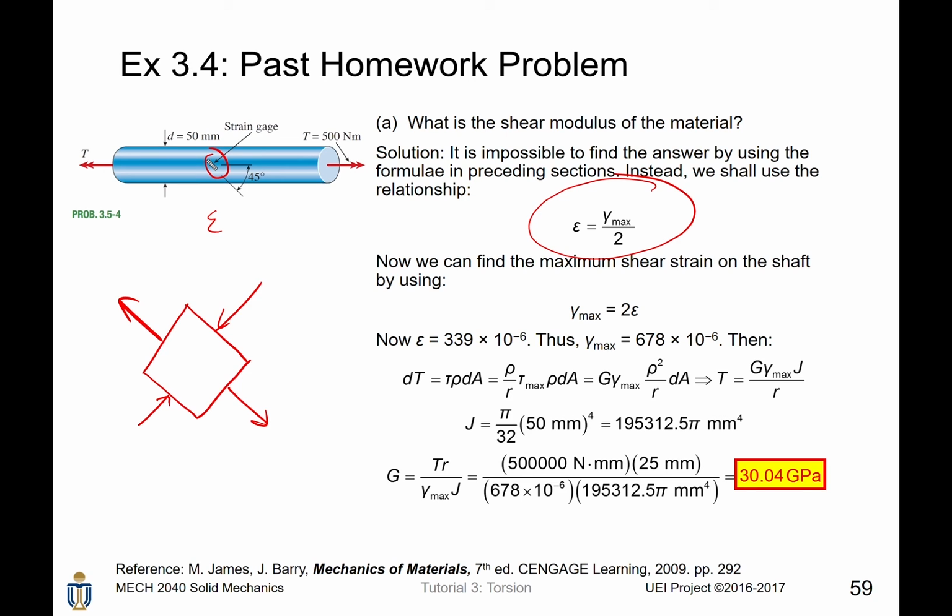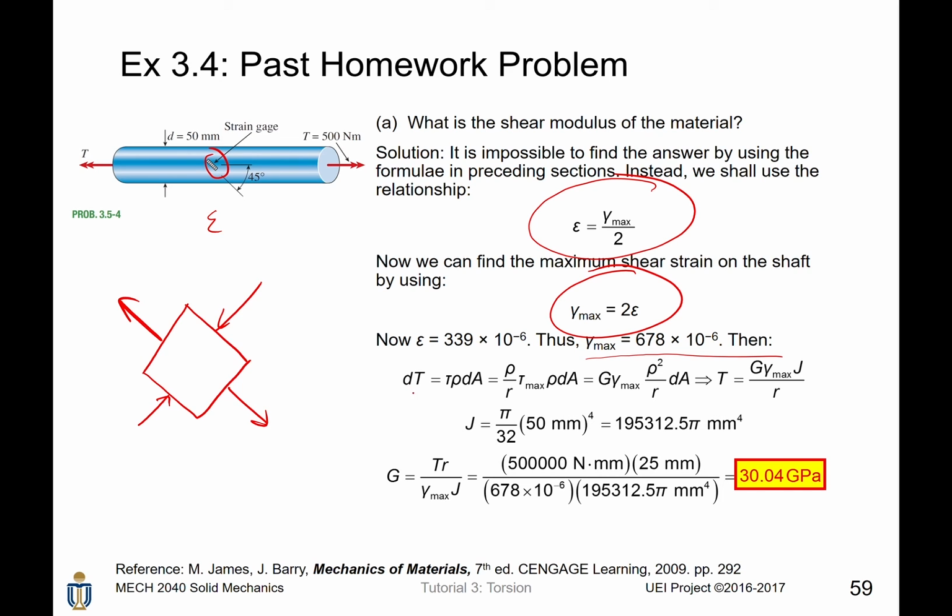Therefore, we can find the maximum shear strain inside this bar by using this strain gauge inclined at 45 degrees. Since the maximum axial strain measured by this 45-degree oriented strain gauge is given by 339 times 10 to the power minus 6, then the maximum shear strain is just twice of it, which is 678 times 10 to the power minus 6.